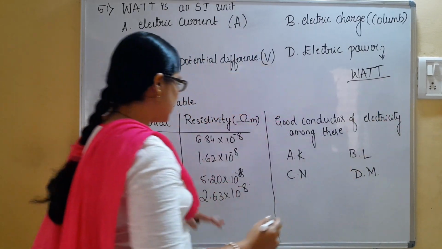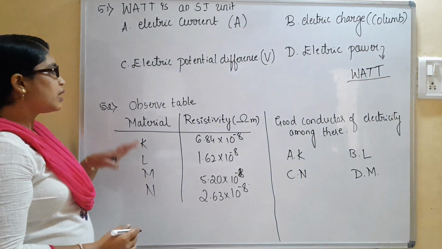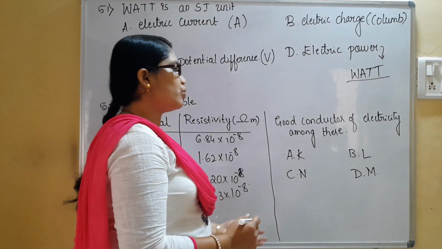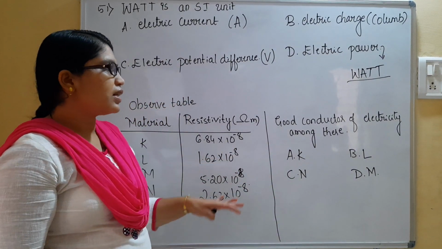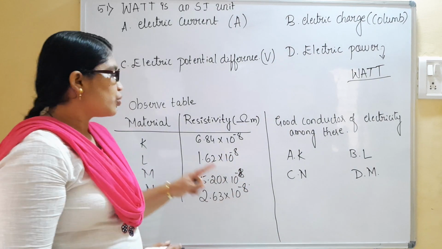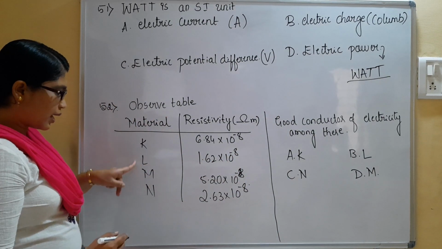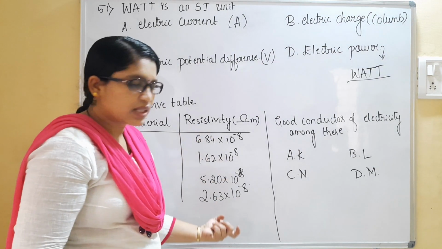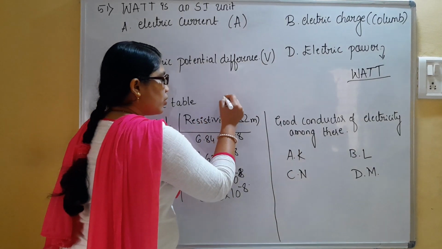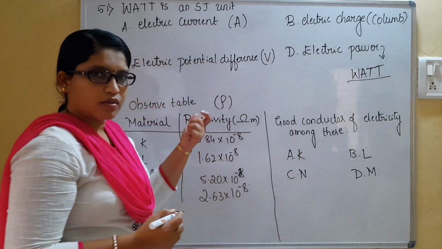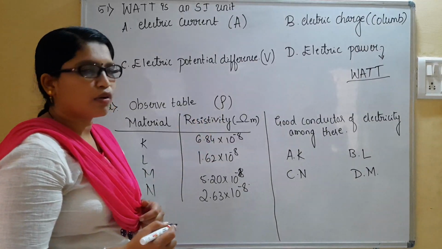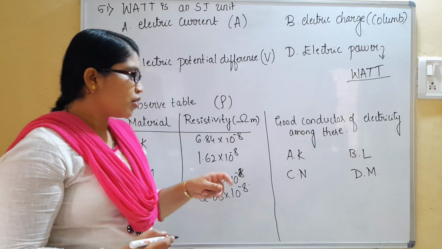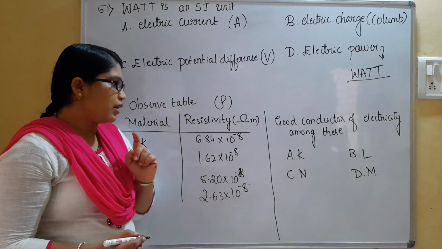The next question I am having here is a table. Out of this table we have to choose which one will be considered as a good conductor. So observe the table. K, L, M, N, 4 materials have been given to us. Their respective resistivity is given. We know that resistivity is written in the form of rho. Rho is the symbol for the resistivity. It is measured in terms of ohm meter. So 4 values are being given.